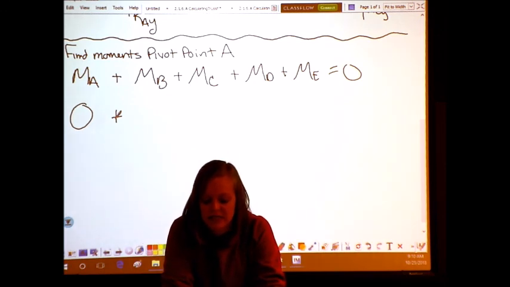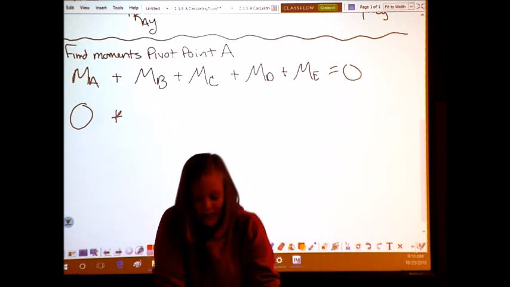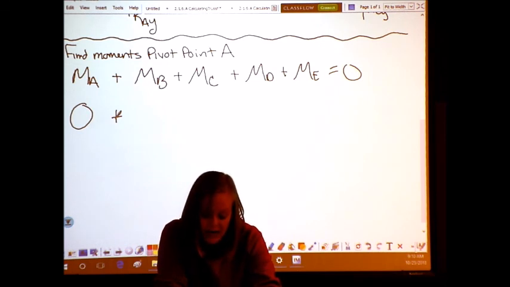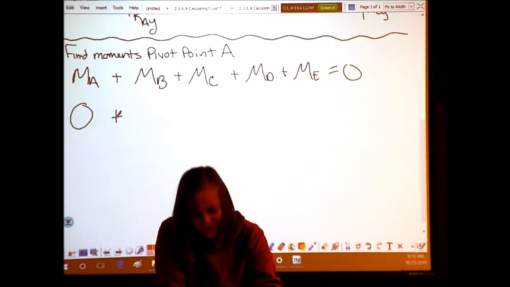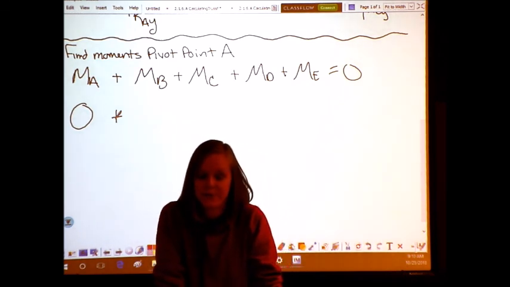What about C? Does C have a force acting on it? It does. RCY. RCY counts. Does D have a force acting on it? Yes, it's 1,000. Does E have a force acting on it? Yes, it does. They all have forces acting upon them. So they don't zero out. No others zero out.